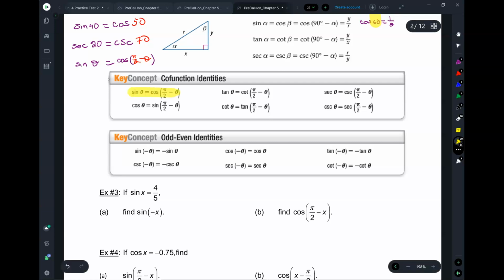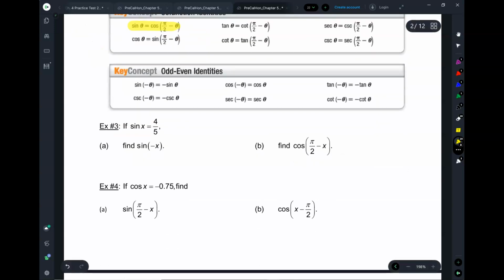Look, these are the cofunction identities. Sine of theta is equal to cosine of the complement. Tangent of theta is equal to cotangent of the complement, and so on and so forth. Next, odd and even identities. These are also things that I started getting you used to before.